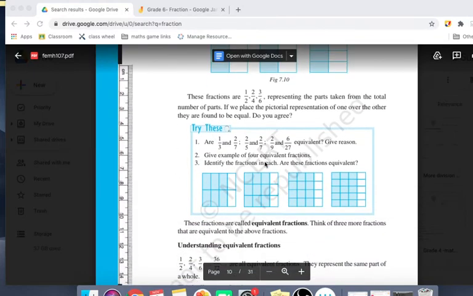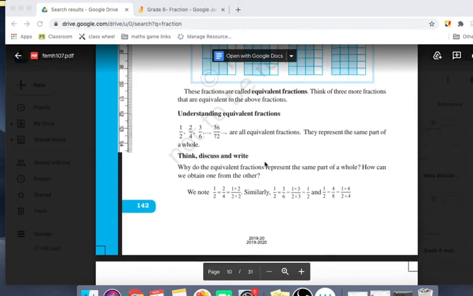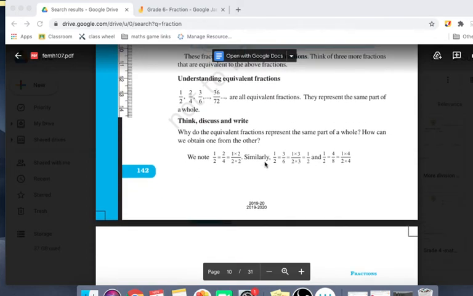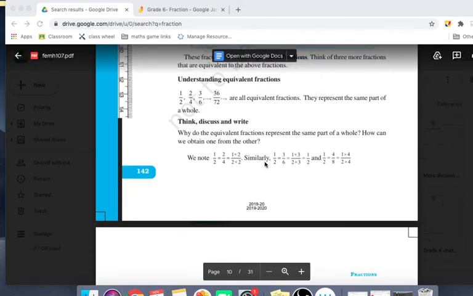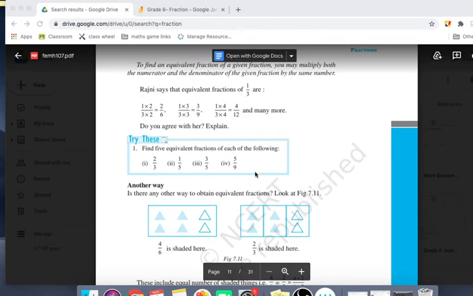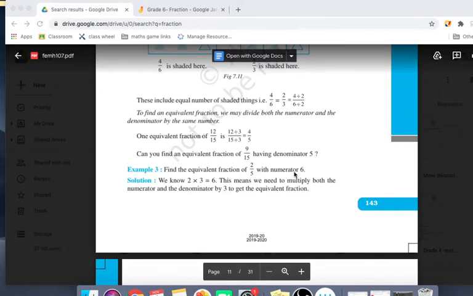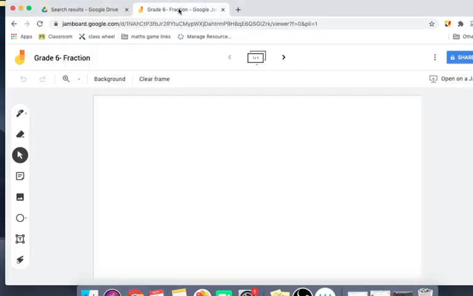Yesterday we did some questions related to that, and I told you that tomorrow we will be discussing something more related to equivalent fractions. So yesterday we did these questions too. Today I will tell you how to calculate the equivalent fraction with a fixed numerator or a fixed denominator. So let's start the session.